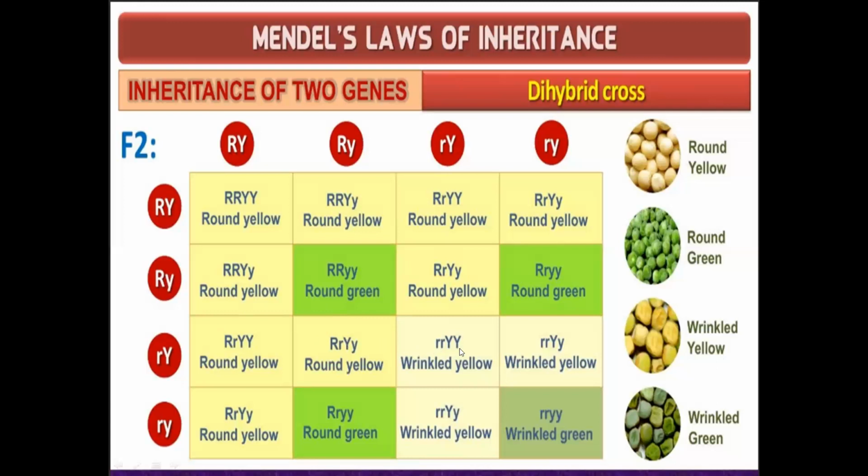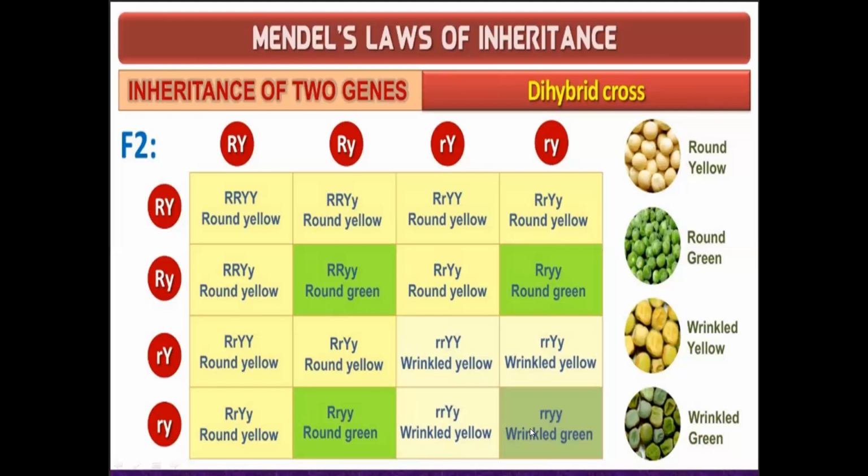Small r, capital Y, wrinkled yellow. Capital R, capital Y, round yellow. Capital R, small y, round green. Then wrinkled yellow and wrinkled green.